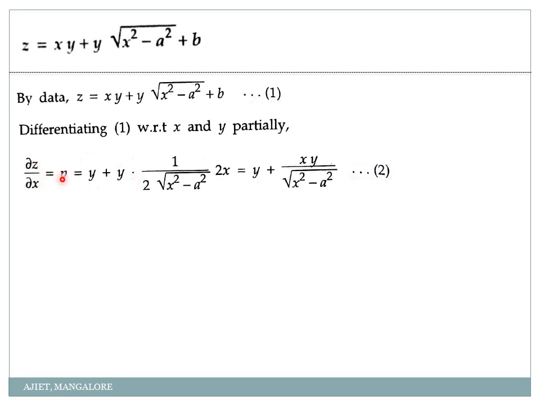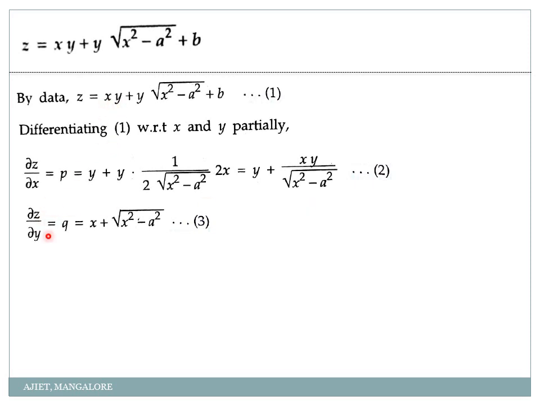Dou z by dou x, which is equal to p, is equal to differentiation of xy, which is y, because I am differentiating with respect to x, plus y is a term which is multiplied, I am keeping it as it is, into differentiation of root of x square minus a square, which is 1 by 2 root of x square minus a square into differentiation of x square, which is 2x. Cancel 2 and 2 here, so I get p is equal to y plus y into x, that is xy divided by root of x square minus a square. Clear? Okay.